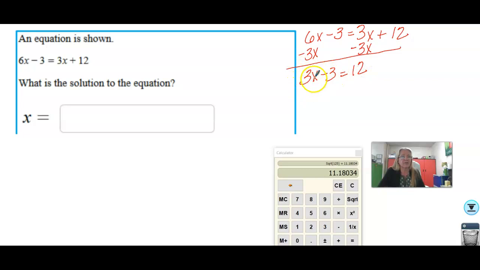Next, we want to get the variable term by itself, so we want to get rid of this minus 3. We can do that by adding 3 to both sides, which gives us 3x equals 15. And then dividing both sides by 3, we get x is 5. Everybody should be able to get that one right.